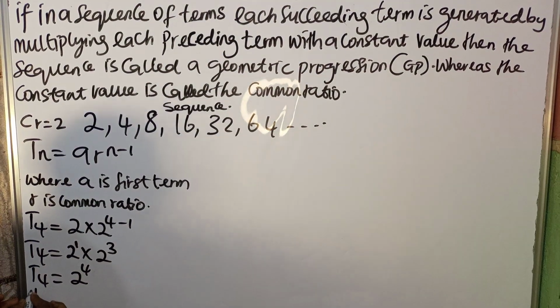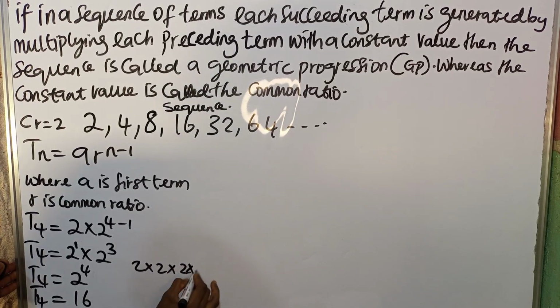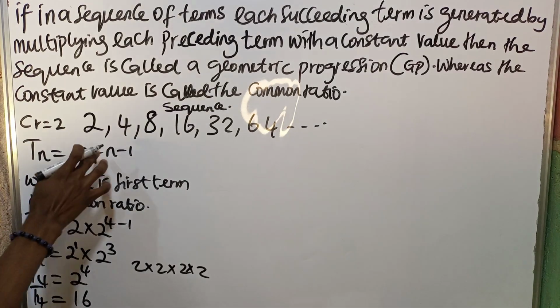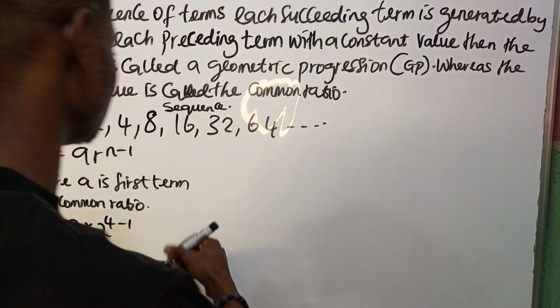So 2 to the power of 4 is equal to what? 16, because 2 times 2 times 2 times 2. 2 times 2, 4. 4 times 2, 8. 8 times 2, 16. So the first term, 1, 2, 3, 4, is what? 16. So that's it.